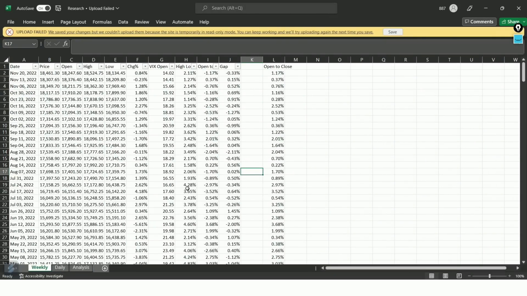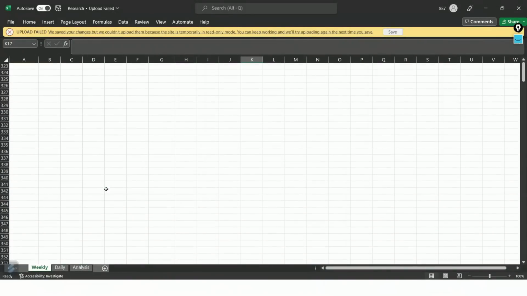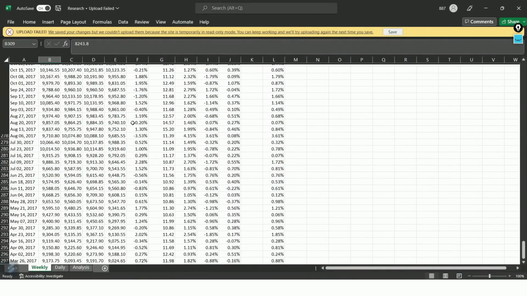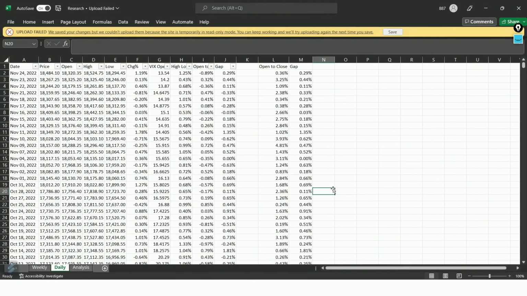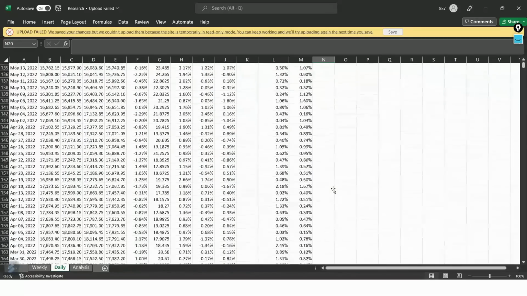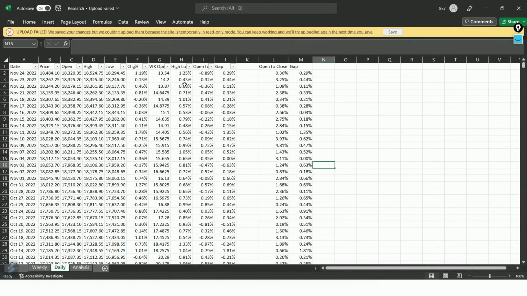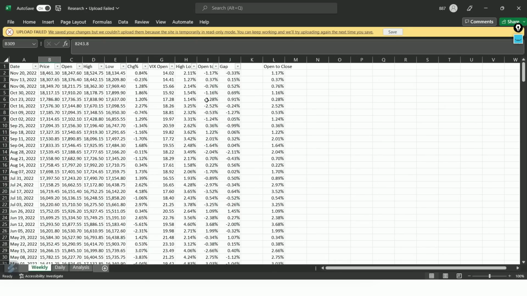As you can see, here I have opened an Excel sheet where I have Nifty weekly as well as daily data from 1st January 2017. As I scroll down, this is the weekly data of Nifty. In here, we have the daily data of Nifty, again from 1st January 2017. We have already done some prior analysis, so you can see the VIX column, the high and low of the day column, open to close of the day, and also the gap. Similarly, we have it for the weekly analysis as well.